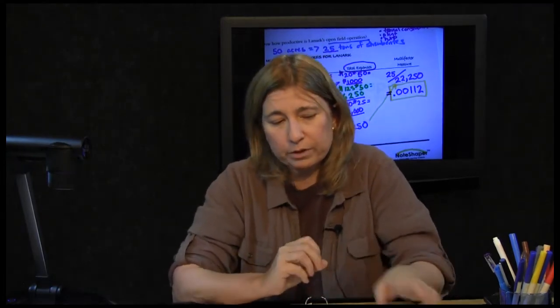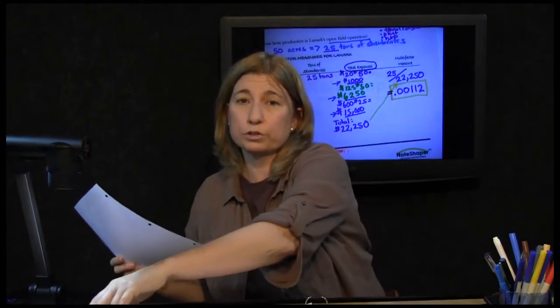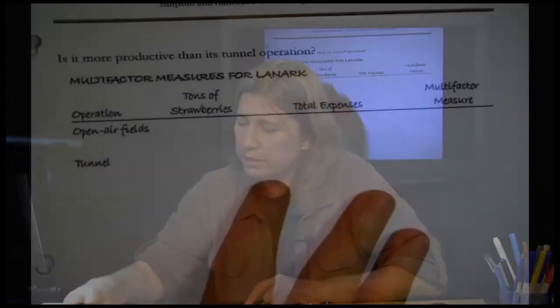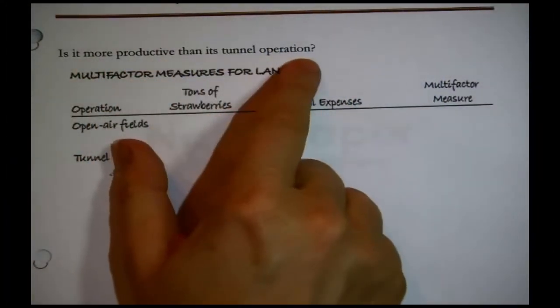It asked how productive are their open air fields. That is a good statement. Okay, about 2.4 pounds of strawberries per dollar spent. Now, that's not the only question that's asked here in this scenario. Because there are two different operations, right? The open air fields versus the tunnel operation, which we kind of just blew past there working on the first question. Oh, right, but now the scenario follows up, and on this next note page it says, how much more productive is its tunnel operation?